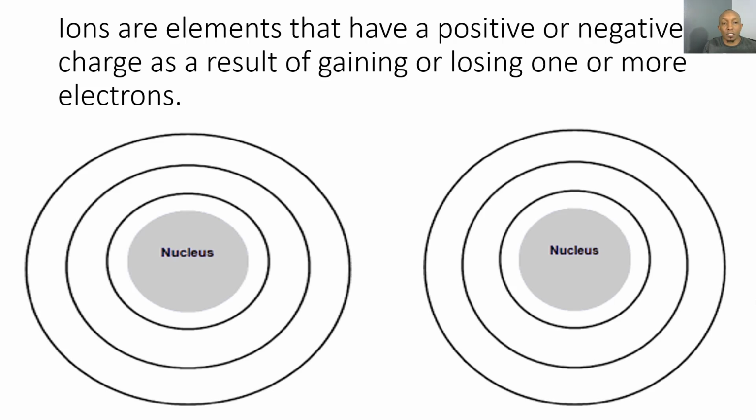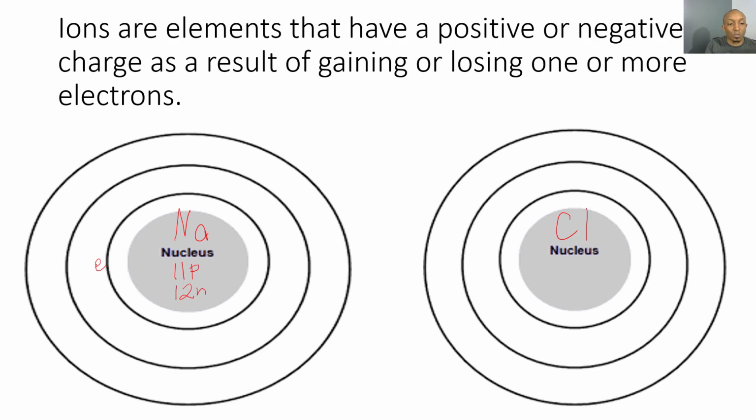So let's look at our most famous example of ions, and let's go ahead and take a look at sodium and chlorine. Sodium has 11 protons and 12 neutrons in the nucleus of its atom. Since it has 11 protons, it's also going to have 11 electrons in an electrically neutral atom.